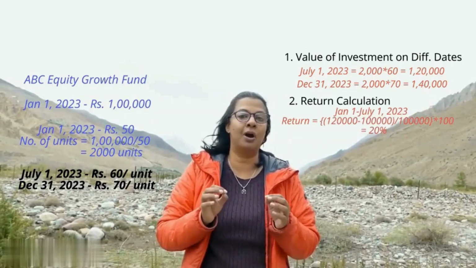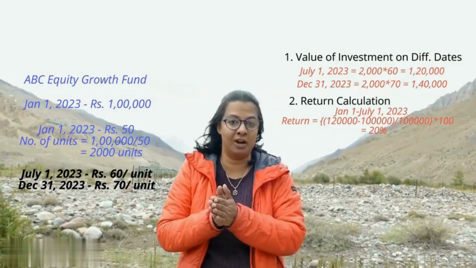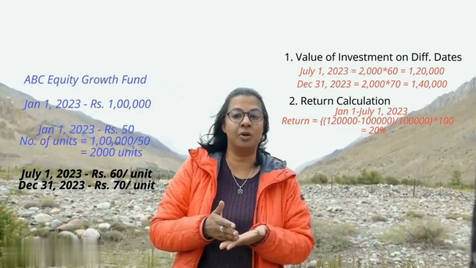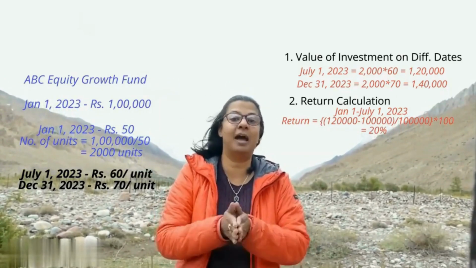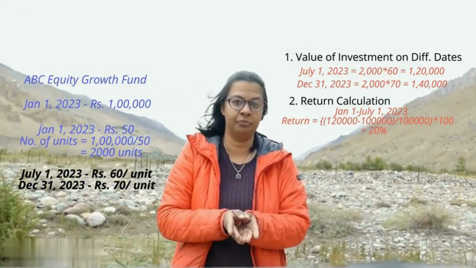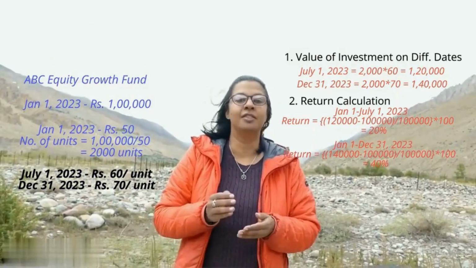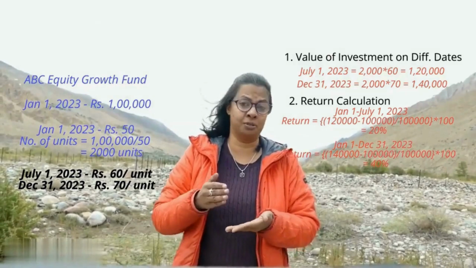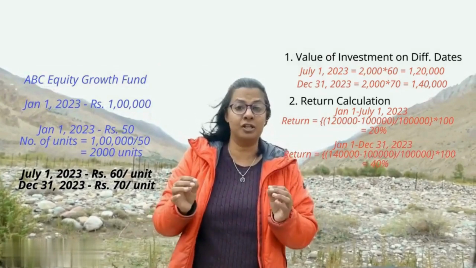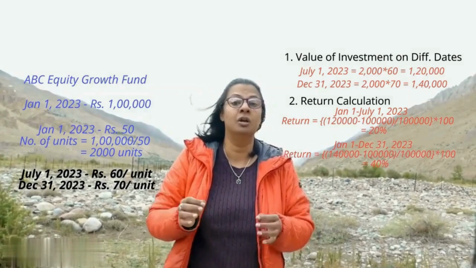Number two, return calculation. From January 1 to July 1, 2023, the value increased from rupees 1 lakh to 1,20,000. For the full year, the return is 1,40,000 minus 1 lakh, divided by 1 lakh, multiplied by 100, which is 40 percent.